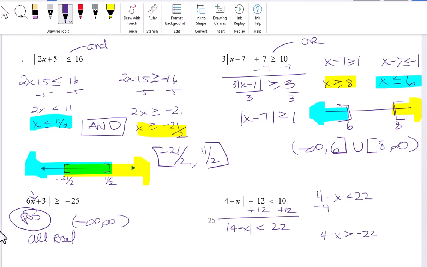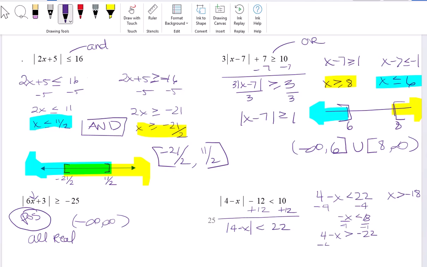So I'm going to subtract 4 from both. So we have negative x. I've got a negative, so remember, that means I've got to do something else with my inequality. So I have 18, dividing both sides by a negative 1. So I'm going to get positive x. I'm going to get negative 18, but I have to switch the sign, because again, I had to divide by a negative 1 to get that x to be positive.